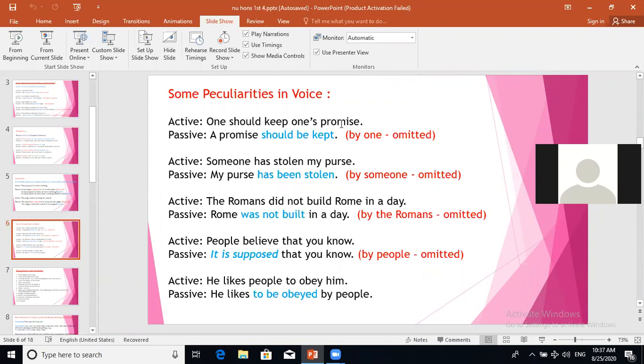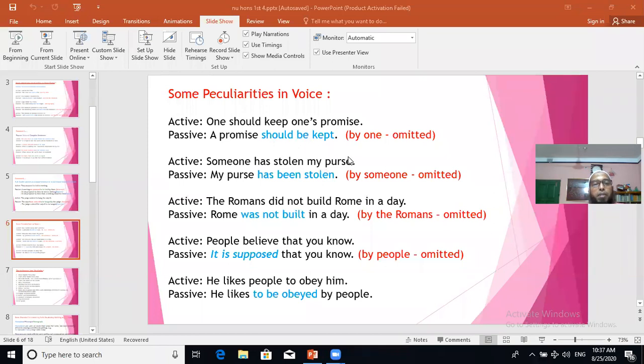One should keep one's promise. It's not like that one's promise should be kept by one. The answer is: A promise should be kept, with by one omitted. That is the correct answer. A promise should be kept. That's good English. But if you write one's promise should be kept by one, that's not actually good, or that is not used in English.